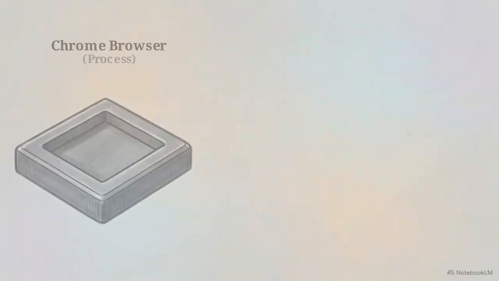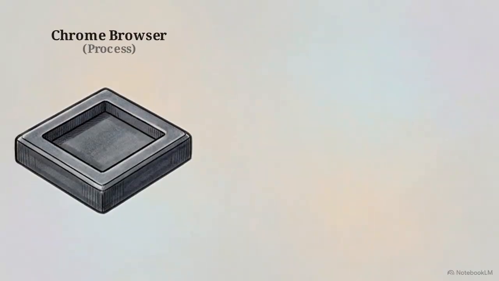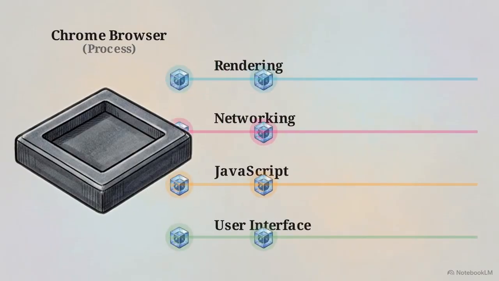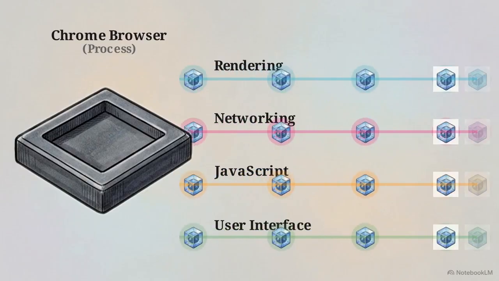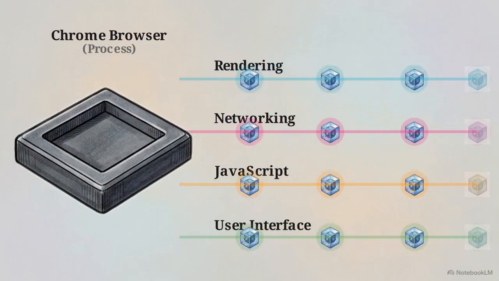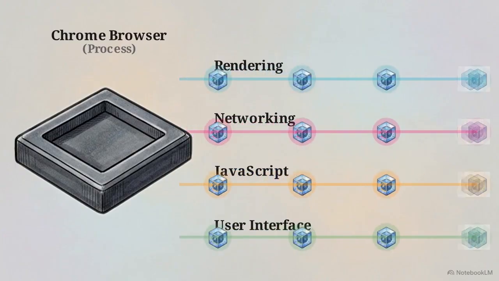This diagram shows how a process organizes work. The solid block on the left is the Chrome browser process. On the right, it fractures into separate subsequences called threads, handling rendering, networking, JavaScript, and the user interface. Modern applications distribute heavy workloads across these threads.